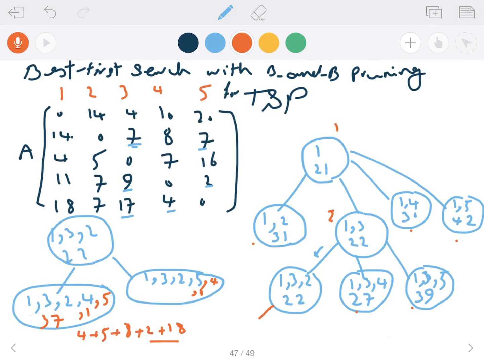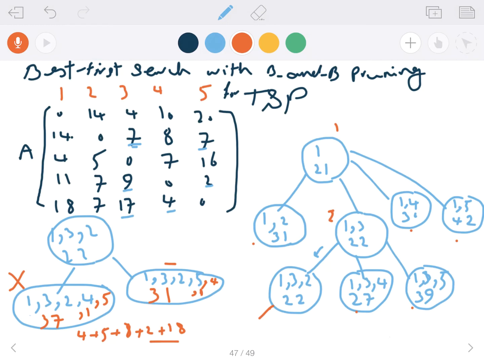This is not the bound anymore. This is the actual length, because we already visited all nodes and went back to node 1. So the length is equal to 37. Similarly, for 1, 3, 2, 5, then going to 4 and back to 1, the length is going to be 31. So definitely this node is not what we are looking for. We are going to ignore this solution, because we found a solution that is 31.